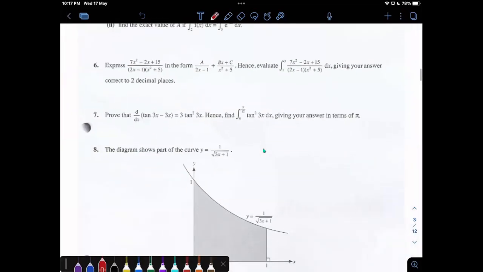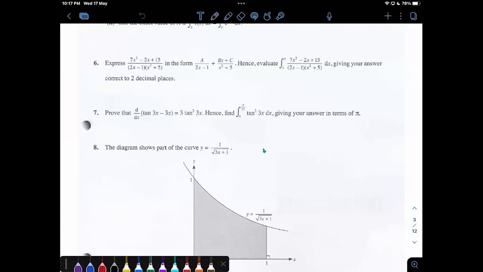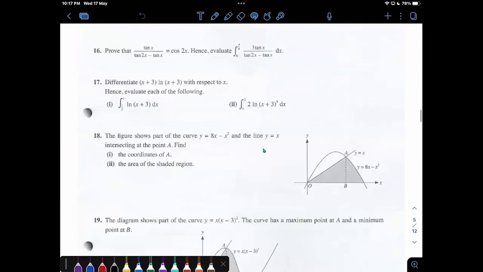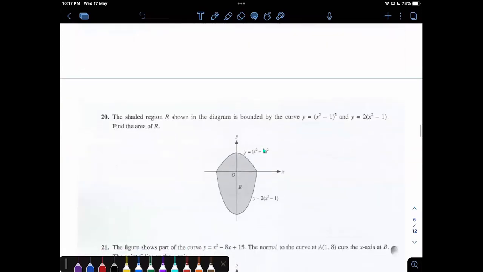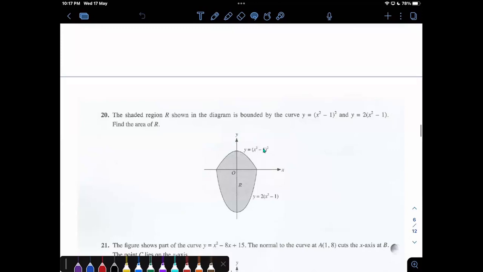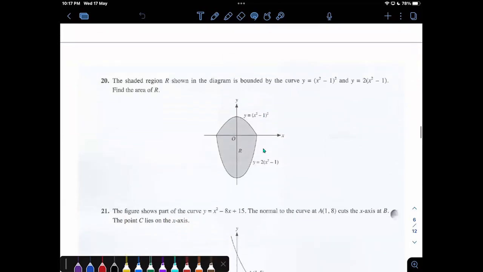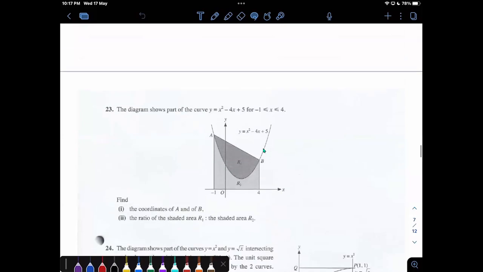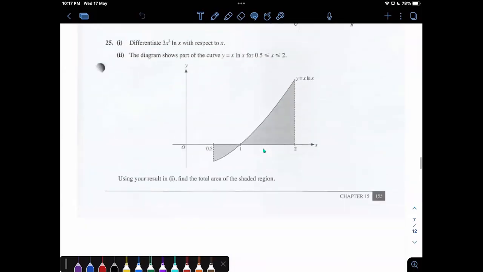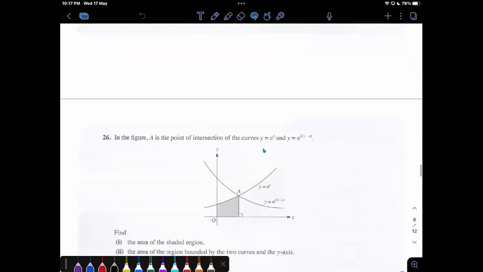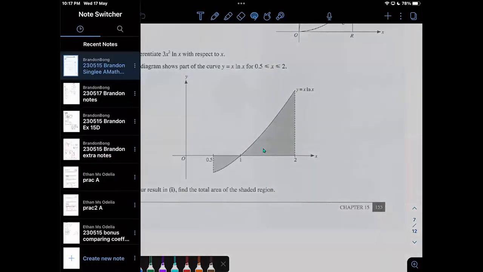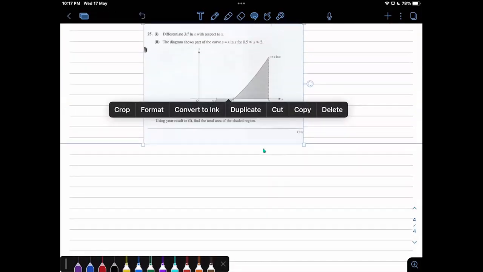Okay, let me try one last question. Maybe is question 7 worth doing? No. I want to try an area question. Let's see. I think these are all pretty okay questions. Okay, let's try this one. Question 25, part 1 and part 2. Let's take a look at this one.